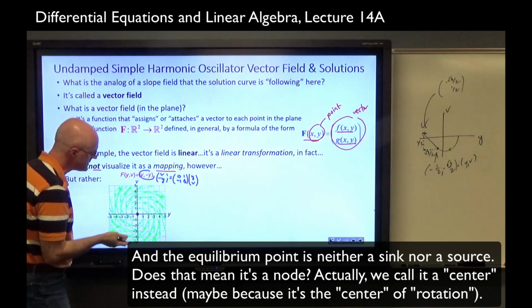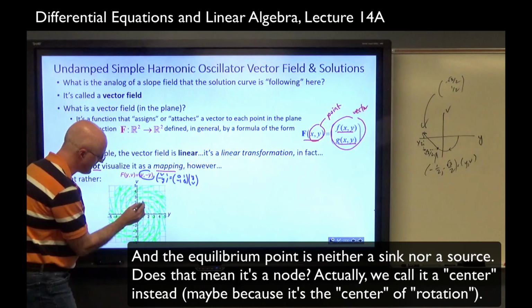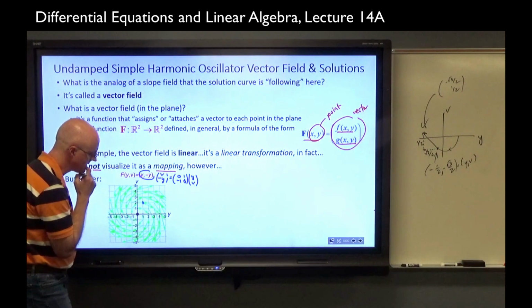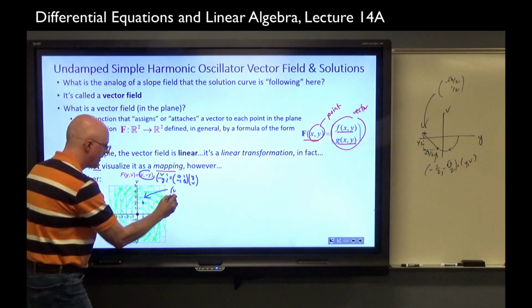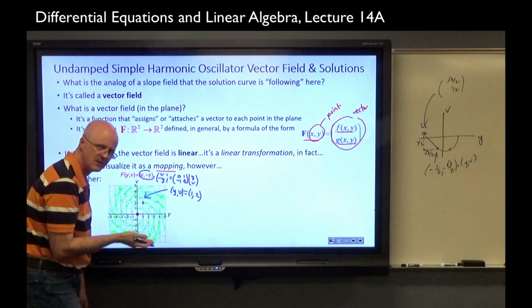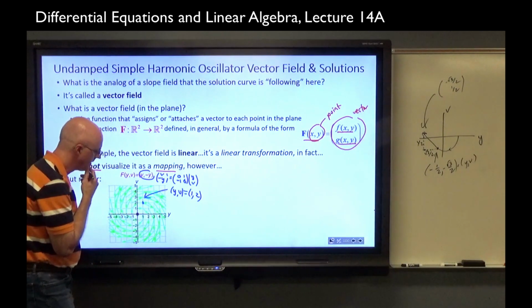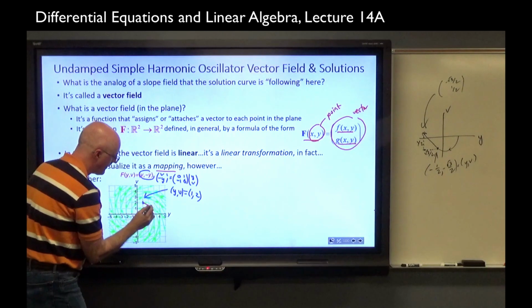I haven't drawn solutions, I've drawn a bunch of arrows. Take this particular arrow right here, based at this point right there. That point has coordinates (y, v) equals (1, 2). Y is the first coordinate, v is the second coordinate. The arrow for that point is right here.